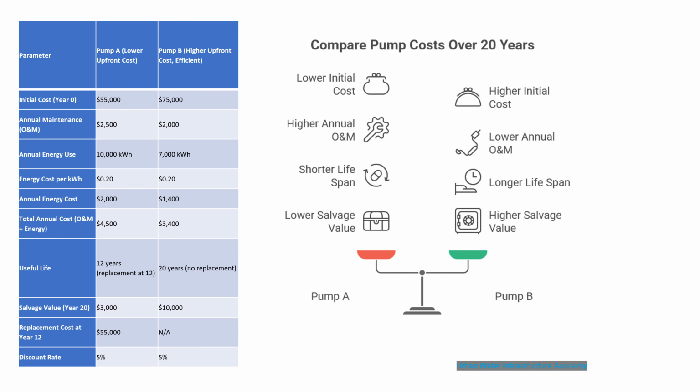A practical example. Imagine an organization deciding between two pump options. Both serve the same function, but their costs differ. Let's compare them over a 20 years horizon and consider the following assumptions for the two pump stations. Pump A is cheaper upfront, but pump B has a higher initial cost but is more efficient.